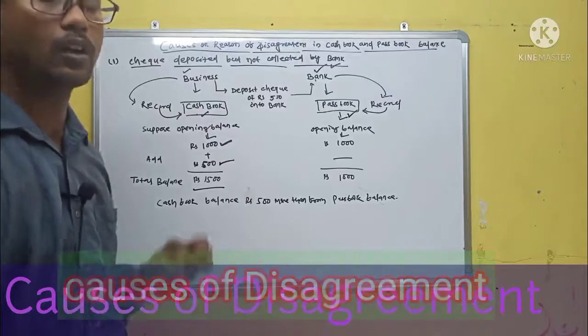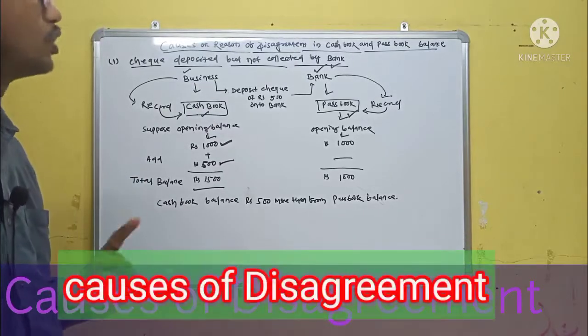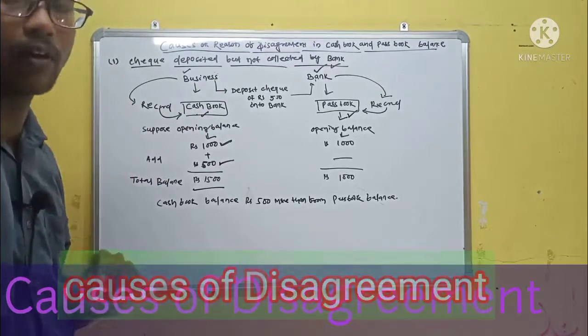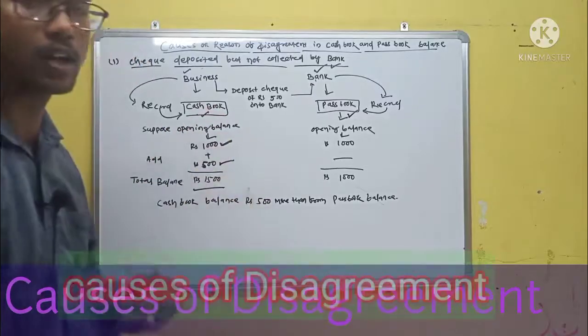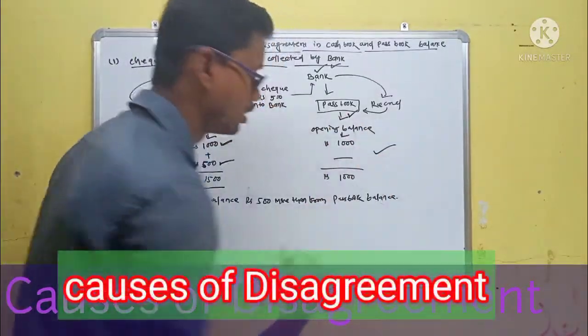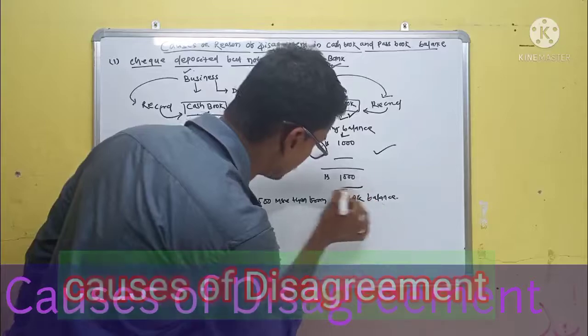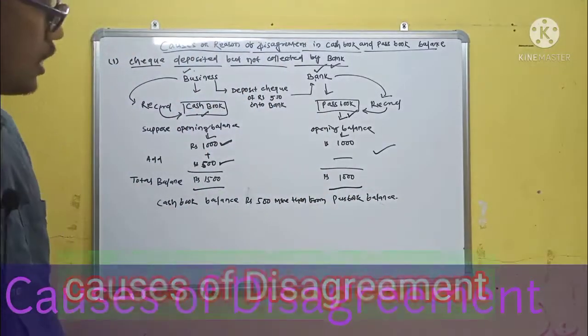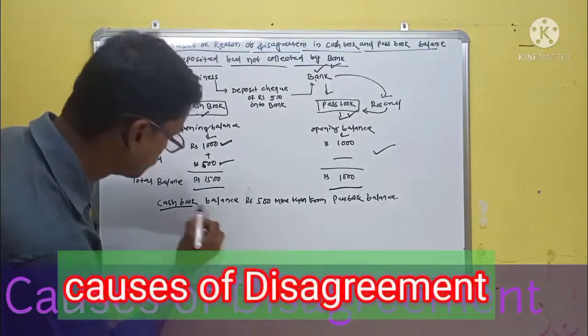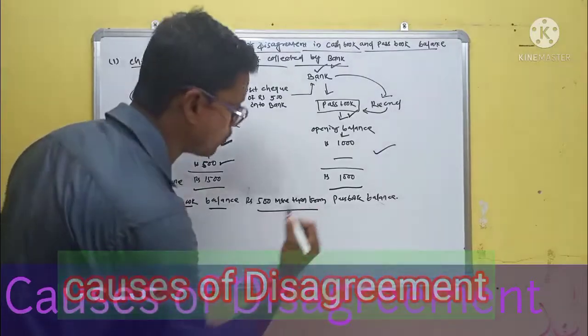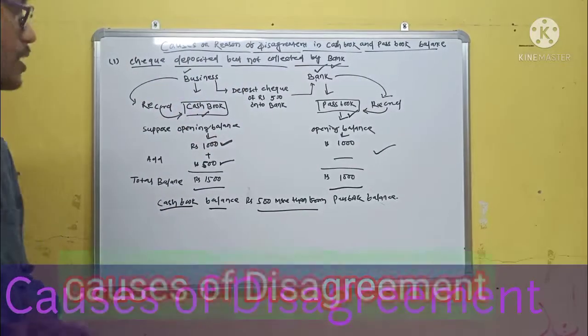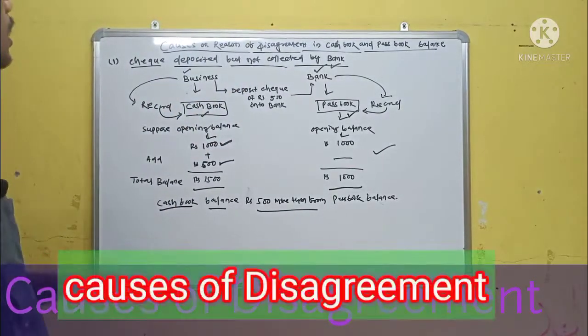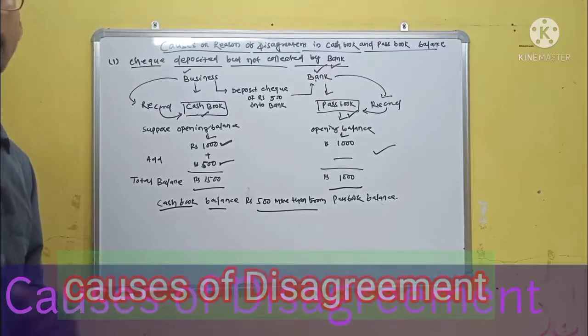But the bank has not collected the amount from the customer's account, so the bank does not record it in the passbook. So the passbook balance is rupees 1000. At last, the cash book balance is rupees 500 more than the passbook balance. In this way, the passbook balance differs from the cash book balance.